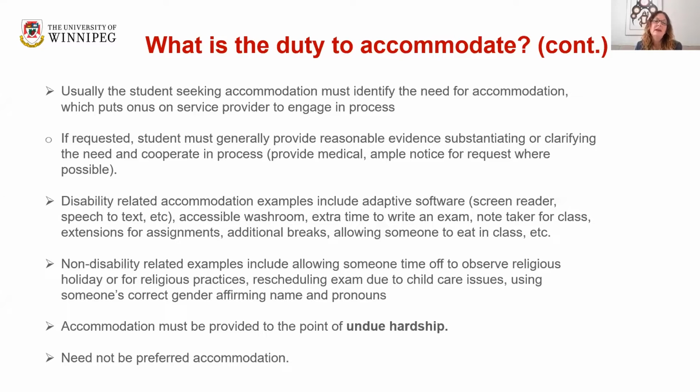So usually in the case of disability-related needs, it would be medical, for example. And in general, you should provide that information with ample notice if at all possible. The student must also clarify anything about their needs. So if there's questions about their need, or if they have suggestions about what could meet their needs, that's also something that they should do. And they must also cooperate in the process. So a person that's seeking accommodation is required to be cooperative during the process as well. So that's providing feedback, providing that medical information, and ensuring that they follow through with their portion of the accommodation.